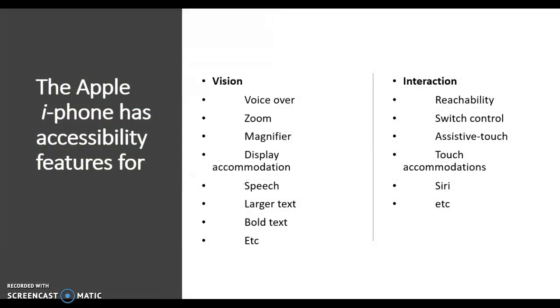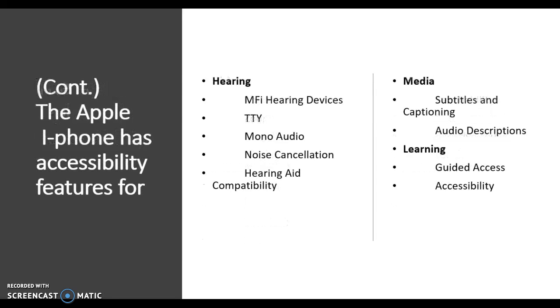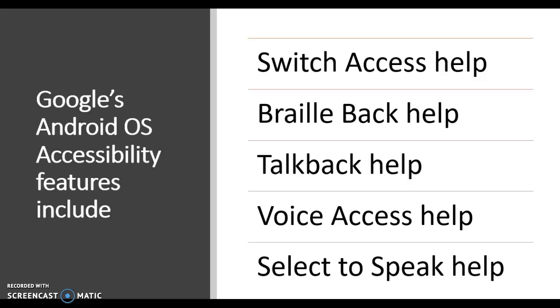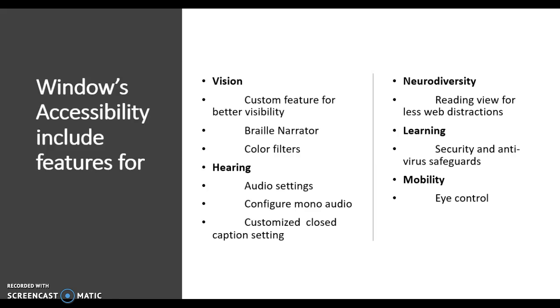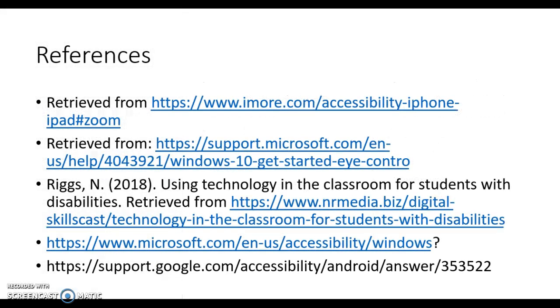Those were only 5 different features that are offered, but the Apple iPhone or the iPad has accessibilities for vision, interaction, as well as hearing, media, and learning. Google's Android OS accessibility features include many more as well, like Access Help, BrailleBack, and others. Then Windows accessibility, like Apple, has accessibility tools for vision, hearing, neurodiversity, learning, and mobility.